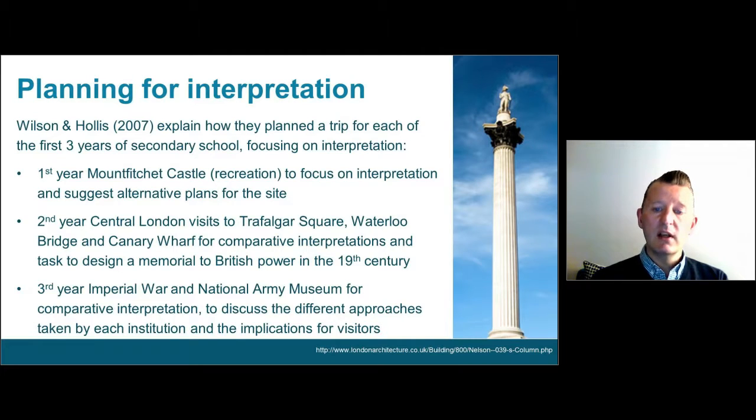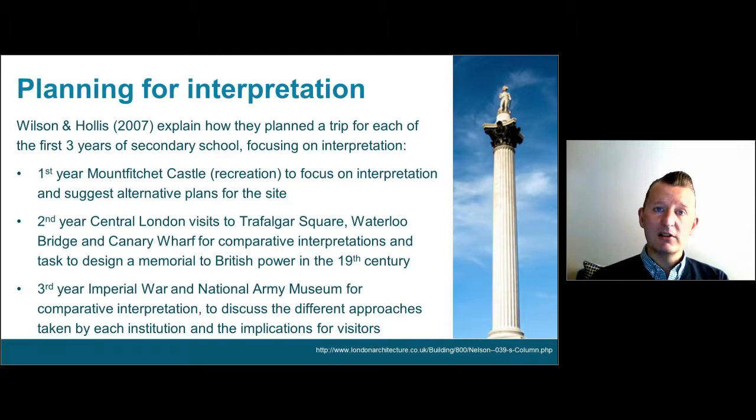They visit central London, they go to Trafalgar Square. On the right hand side there is Nelson's Column, which is the centrepiece of Trafalgar Square. They go to Waterloo Bridge and they go to Canary Wharf, the new banking district, and they're looking there at interpretations, but comparative interpretations. So they want to look at different statues and public memorials and monuments that are constructed at different times for different audiences.